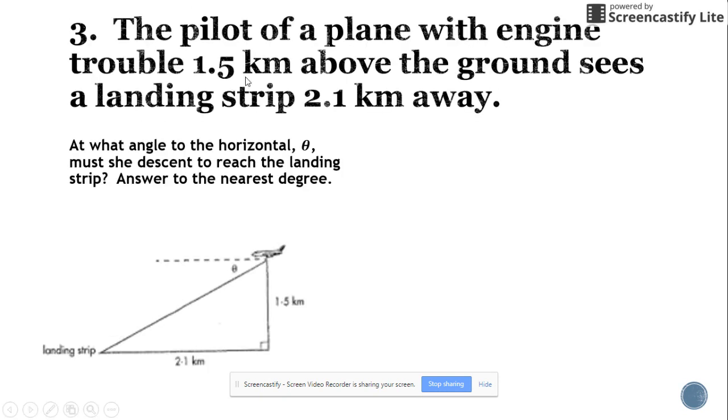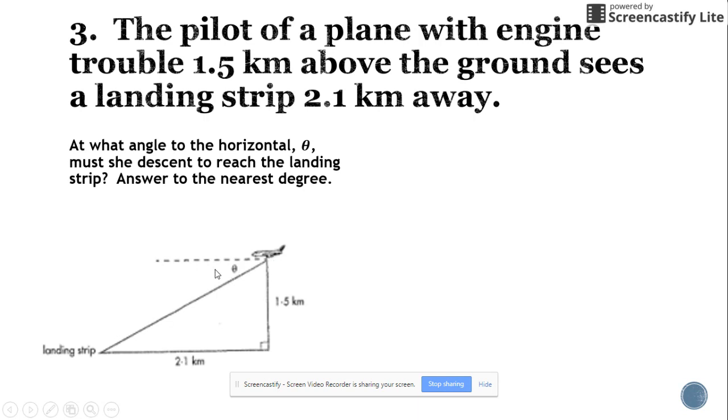Right, the pilot of a plane with engine trouble 1.5 kilometers above the ground, oh heck, sees a landing strip 2.1 kilometers away. There he is. He sees a landing strip there. It's 2.1 kilometers. What angle to the horizontal, so here, must she descend to reach the landing strip? Answer to the nearest degree.